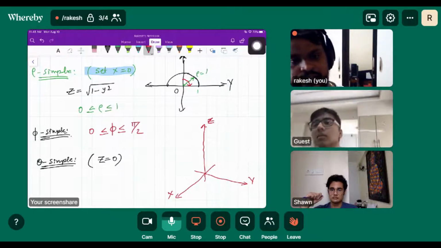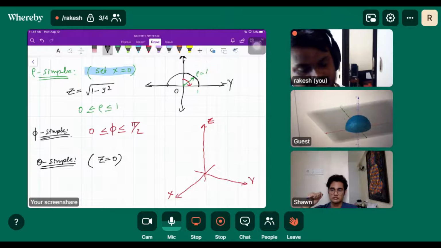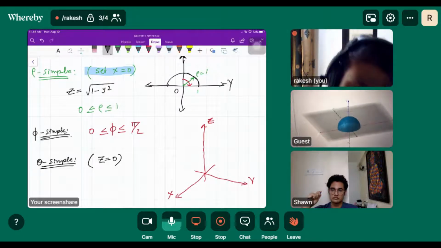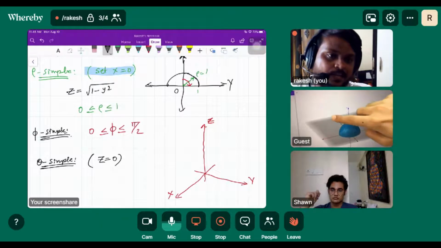If this is the xyz plane, what is my region here? How would I draw that? That's the hemisphere. Very good.